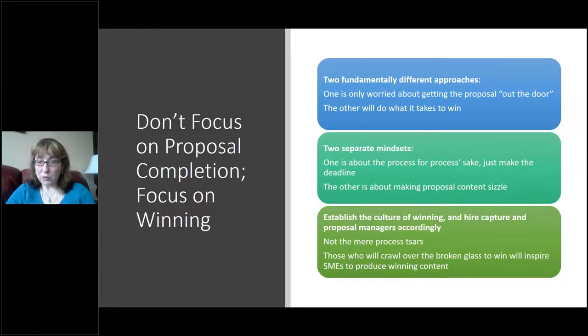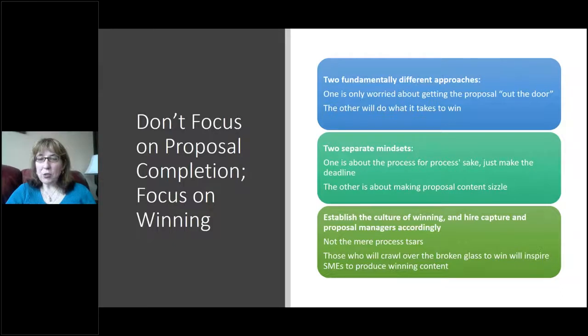It also takes two separate mindsets. One is about the process for process's sake. Just make the deadline, just get it done. And the other one is about making the proposal content sizzle. And again, very fundamental philosophy differences here in different organizations, and the ones that really focus on the content over the process, and the process really serves and enables everything. Those are the organizations that have much higher win rates.